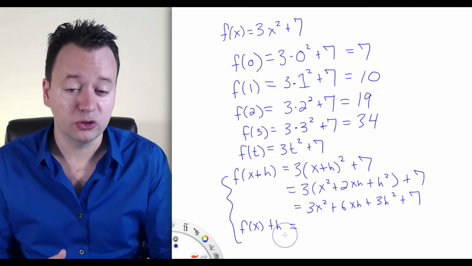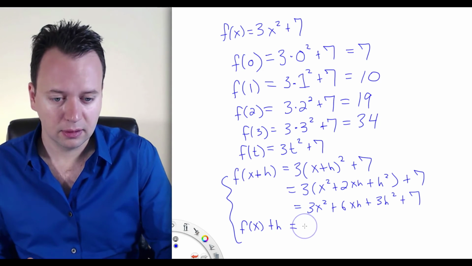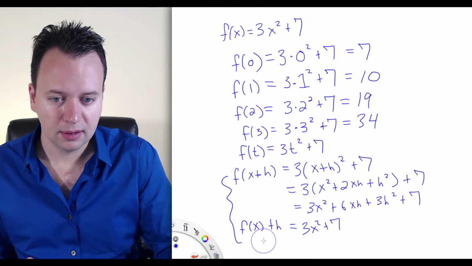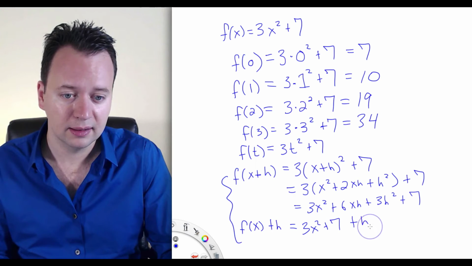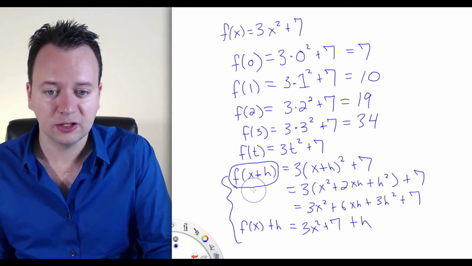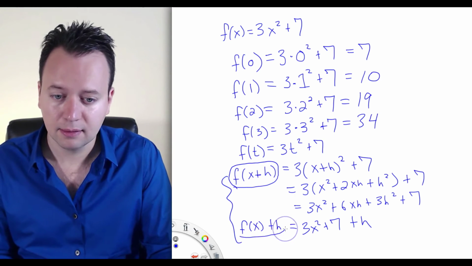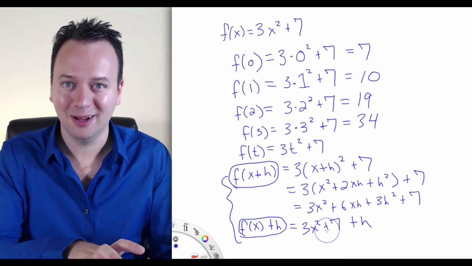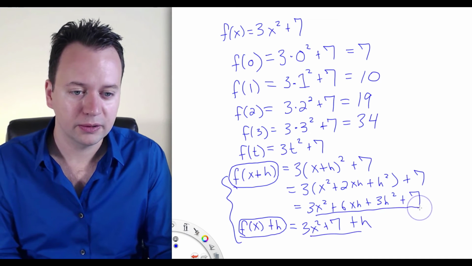In the second case, we're just taking f of x, so we're taking 3x squared plus 7. So here I just write 3x squared plus 7. That's the f of x. And then I'm adding h to it, so then plus h. So notice that f of x plus h, all in the parentheses, versus f of x plus h, where the plus h occurs outside of the parentheses, give two very different results.